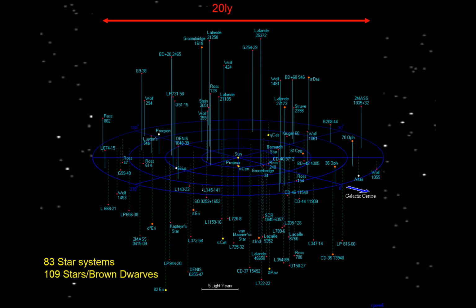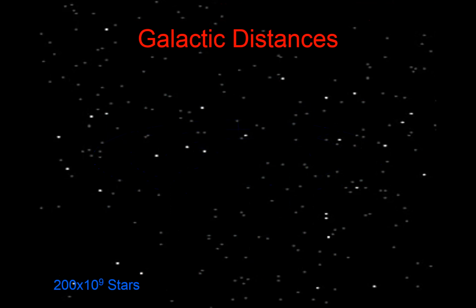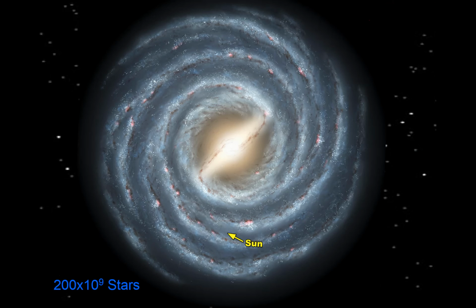In the nearest 20 light years to our star, we have about 83 star systems. And that means 109 stars or brown dwarfs are located in these star systems. This is not wrong. There are more stars than there are star systems. So there are 83 solar systems like our own, with a star with planets and debris going around that star, and there's 109 stars in the local universe. That means there's more than one star in most solar systems. And this is one of the things we start to see when we look around the universe.